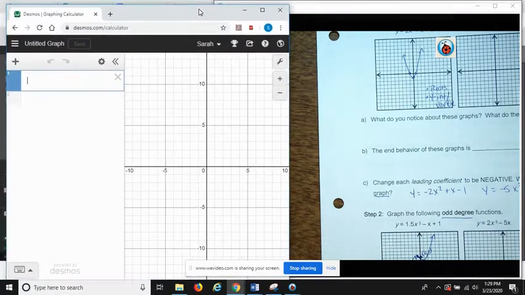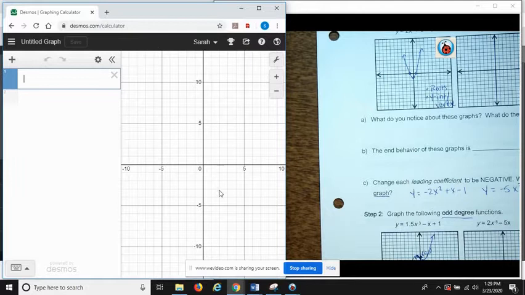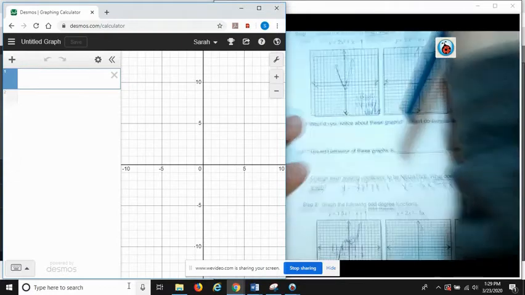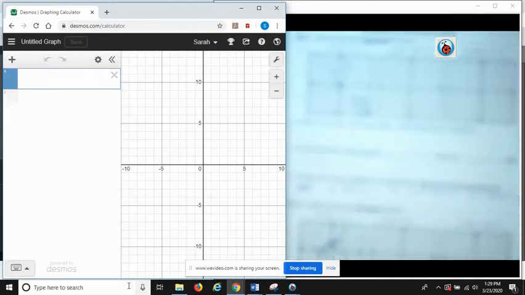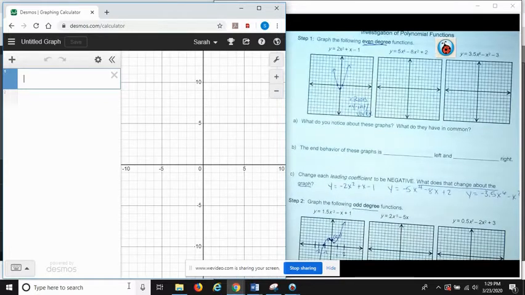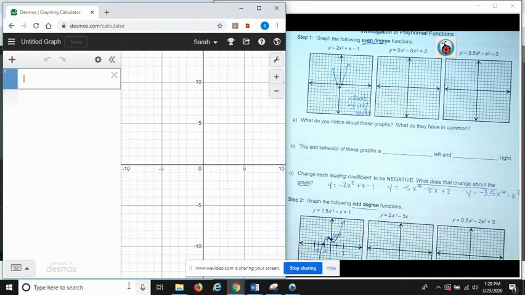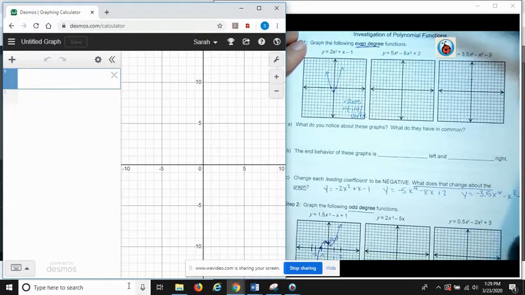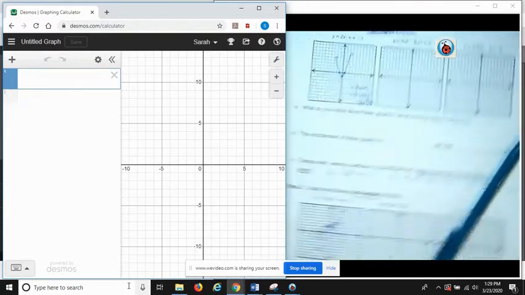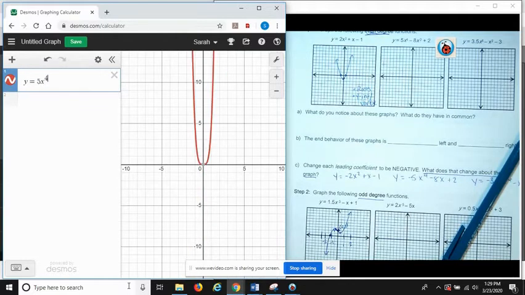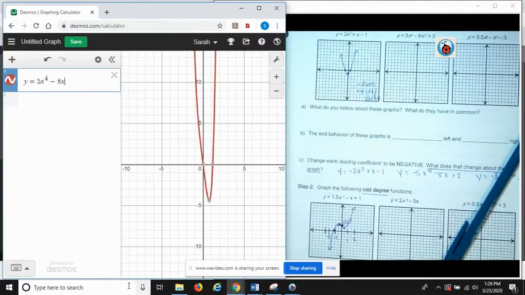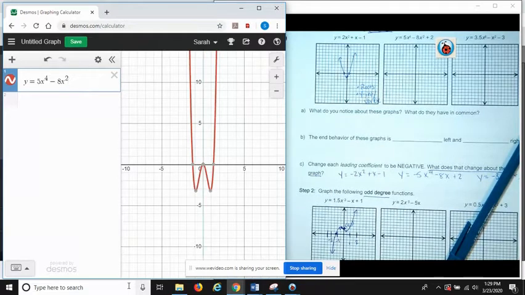So we have started the Desmos investigation together, but this is the full solution today. Part of our stuff is all written out. You just need to go back to the video from the day before, which you can still access, and you'll see how I did each of the first parts. So in step one, we said that each of these were even degree. It wants us to graph them. We graphed this one. So now we're going to graph y equals 5x fourth minus 8x squared plus 2.